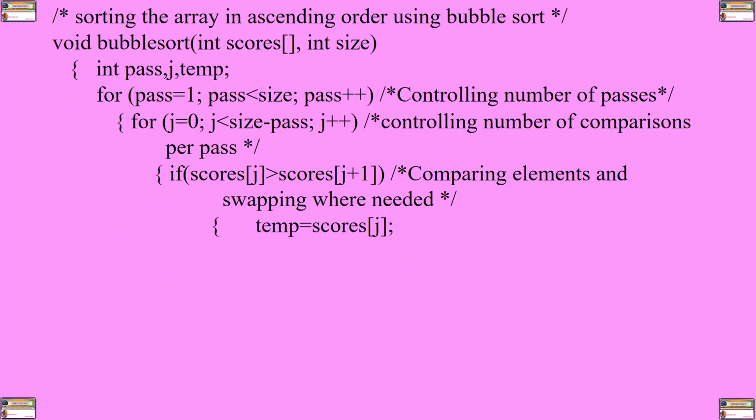Now, this part here, you can see that this function is also comparing. If the value in scores j is greater than scores j plus 1, we interchange them so that we bring the smaller one first and the bigger one follows. So this function is similar to the other function that we have discussed.